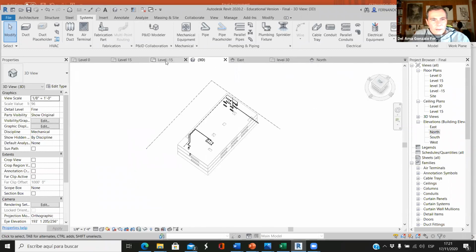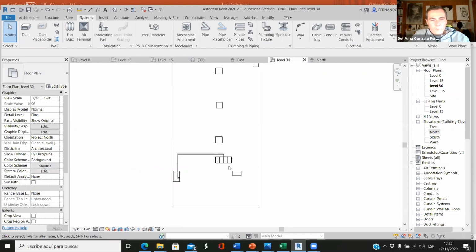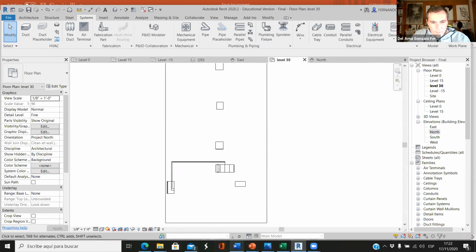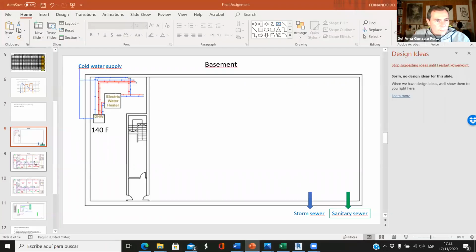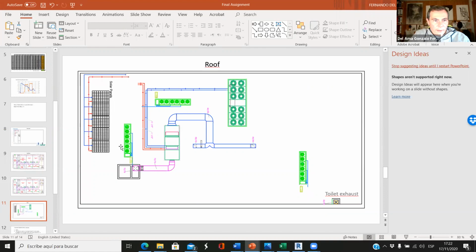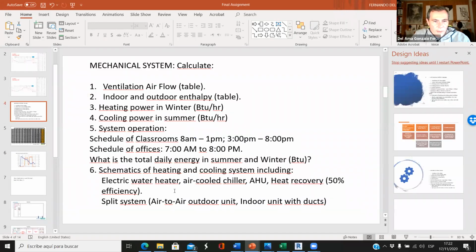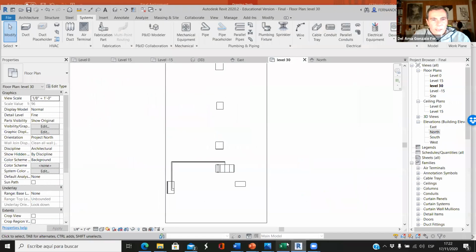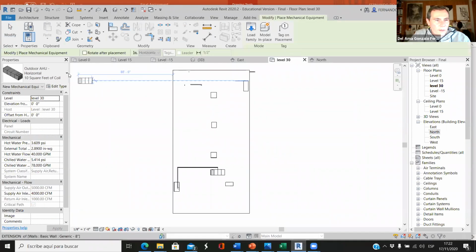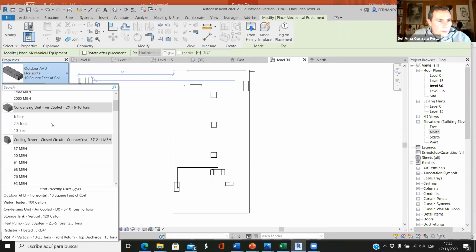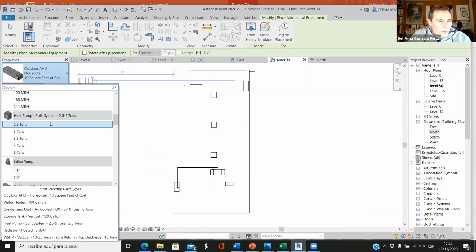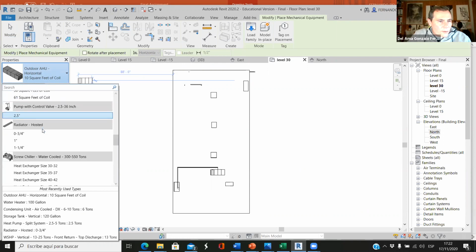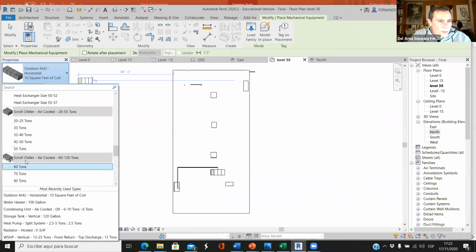So now we have to place on the roof. What do we need? An air-cooled, I think it's specified here. We need an air-cooled chiller on that roof. So do we have mechanical equipment? Do we have condensing units, cooling tower, outdoor? Here we have the air-cooled chiller, always the smallest one.